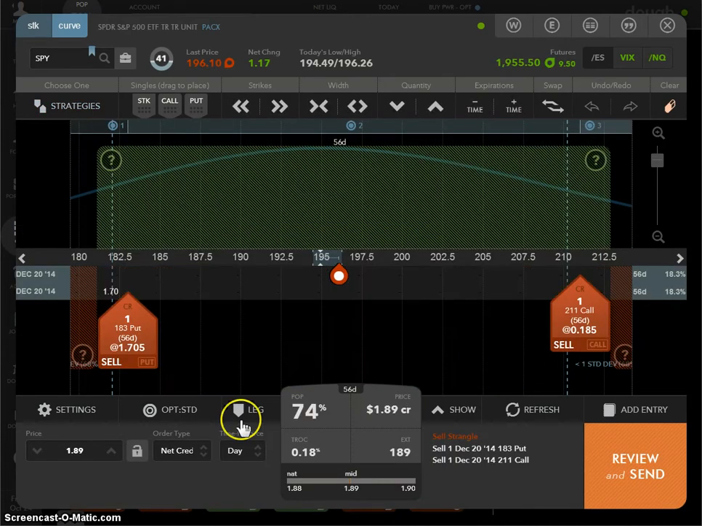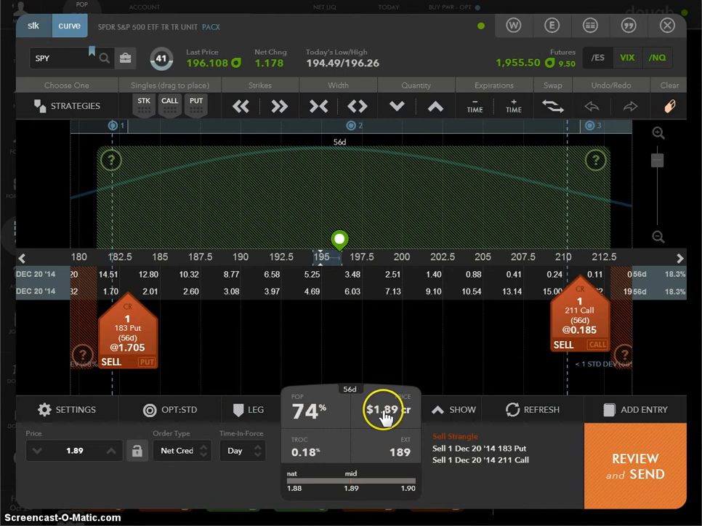Okay, so let's look at what we can collect. See, we have 56 days expiration. It's a perfect time. It looks like we can collect $1.89. Is that enough? Is that 19.8% of the expected move? To find that out, we need to go and look at what the expected move is.